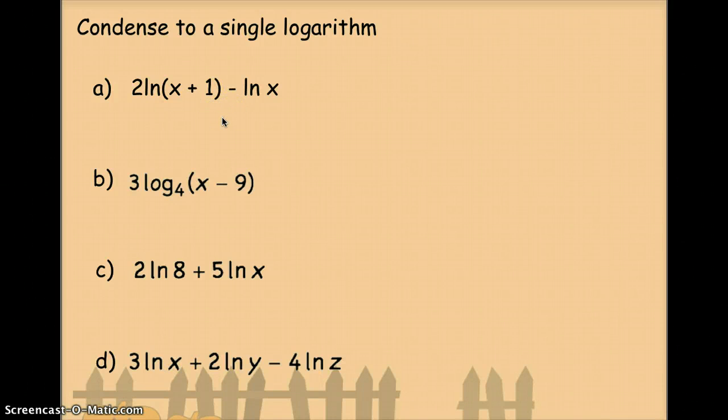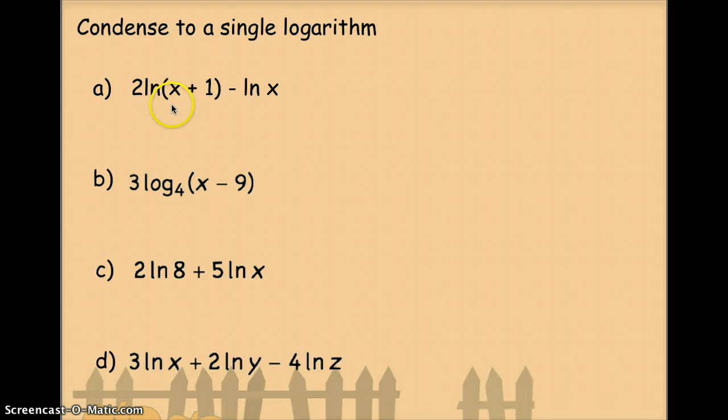Okay, this is part 2. We only have 3 pages left of notes to do, so we're almost done. In the last part, we did more expanding, and now we're going to practice some condensing.